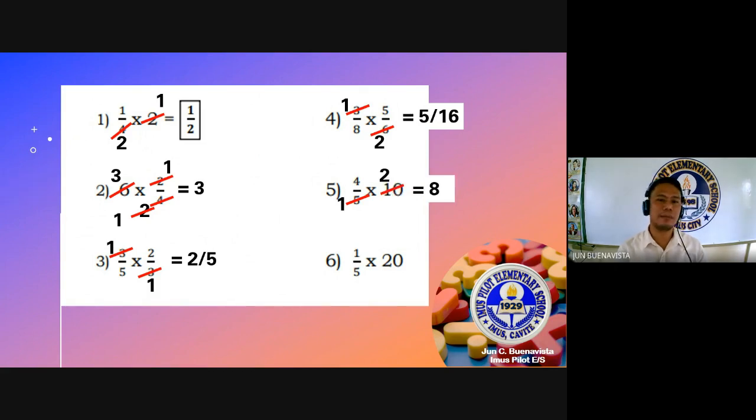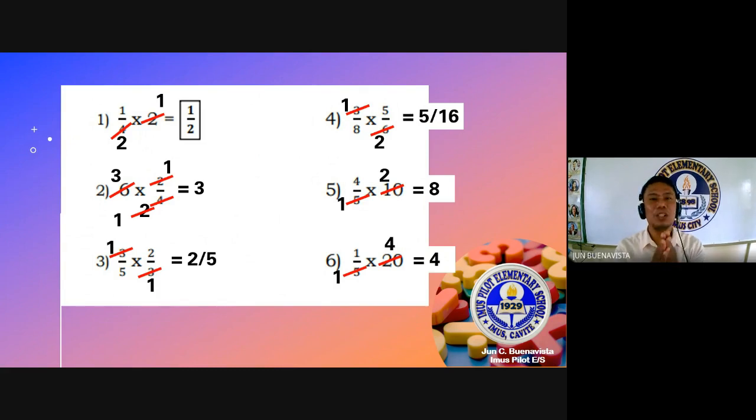Then the last one, number 6. 1/5 times 20. Also cancel 20 and 5. Divided by 5, 20 divided by 5 equals 4. 5 divided by 5 equals 1. So therefore, the answer is 1 times 4 equals 4 over 1, or the answer is 4. That is how to multiply fractions mentally, or the proper fraction mentally. And that is how to visualize multiplication of fractions.